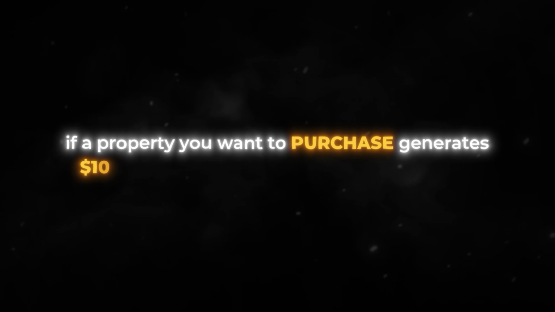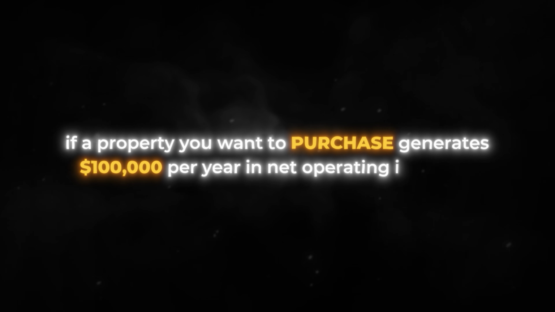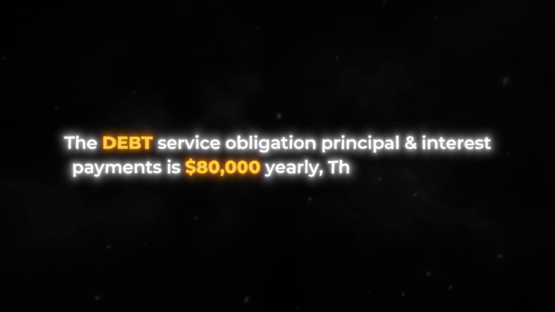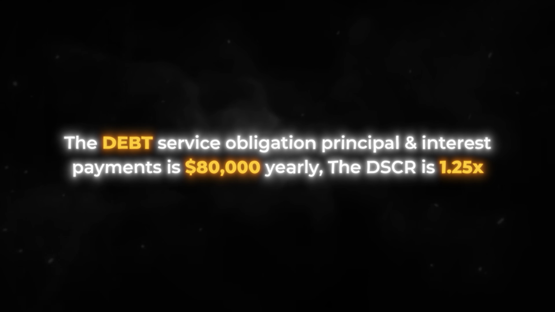So the debt service coverage ratio is an easily calculated financial measurement of a property's ability to service its debt. You divide the annual net operating income by the total annual debt service amount. For example, if a property you want to purchase generates $100,000 per year in net operating income, and the debt service obligation, so the principal and interest payments, is $80,000 a year, the DSCR is 1.25x. So the higher, the better.